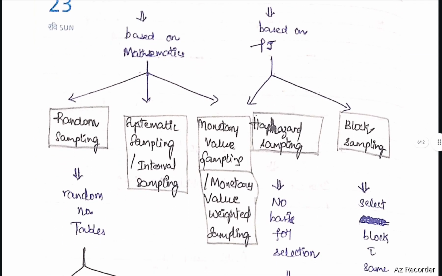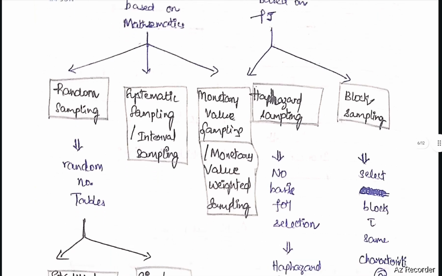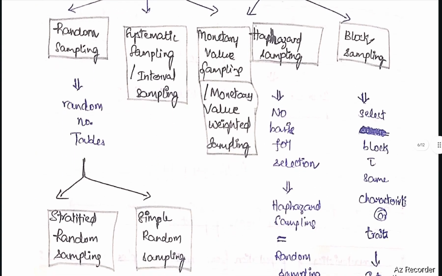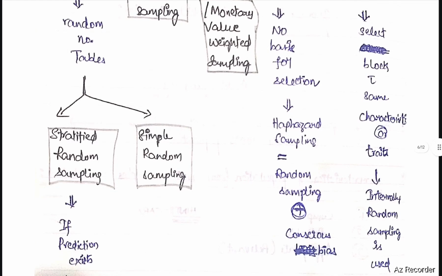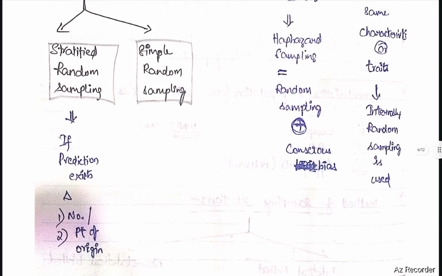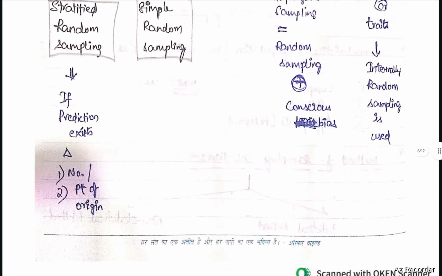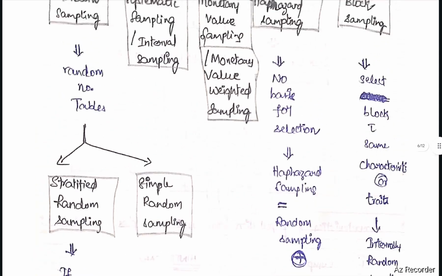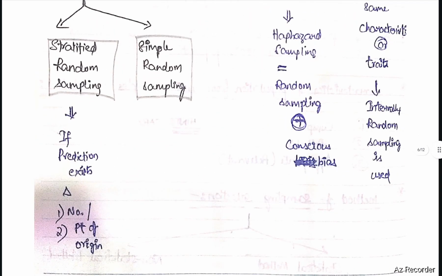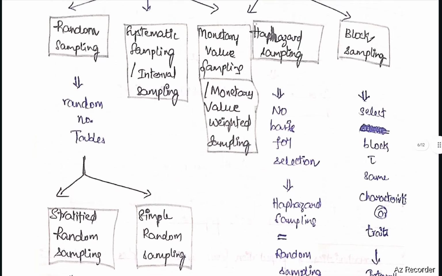The statistical method is again divided into three categories: random sampling, systematic sampling or interval sampling, and monetary value sampling or monetary value weighted sampling. Random sampling uses random number tables. Random sampling is again divided into two categories: stratified random sampling and simple random sampling. Stratified random sampling is used when there is a change in number or point of origin.